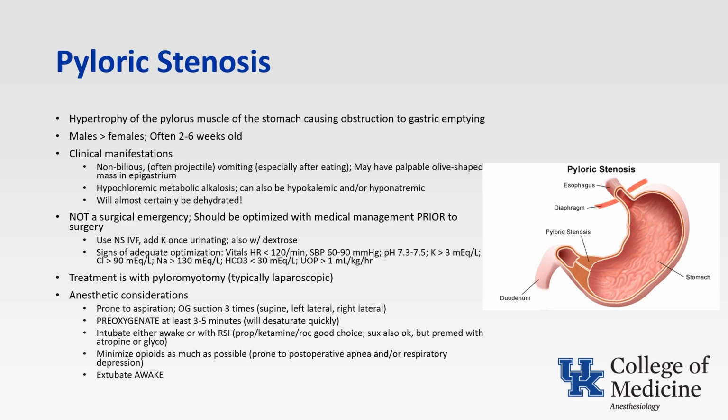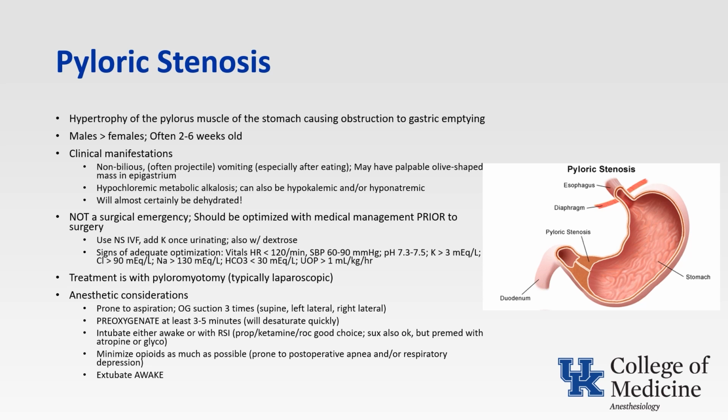Signs of adequate optimization include a relatively normal heart rate and systolic blood pressure, a pH between 7.3 and 7.5, potassium greater than 3, chloride greater than 90, sodium greater than 130, a bicarb less than 30, and most importantly, a urinary output of at least 1 ml per kg per hour. Treatment is with pyloromyotomy, typically a laparoscopic approach.